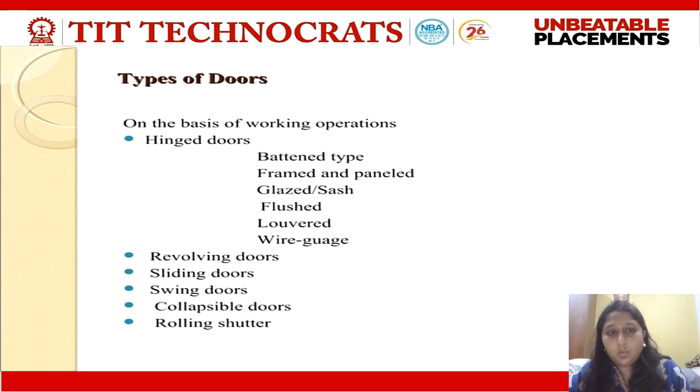Now, coming towards the types of doors, there are different types of doors depending upon the material and the function. The types which we are going to discuss are here. Hinge doors. Hinge doors means what? Doors which are hinged or fixed with bolts and connections to the door frames. And in the hinge door itself, we have batten doors, panel doors, sash doors, flush doors, and so on.